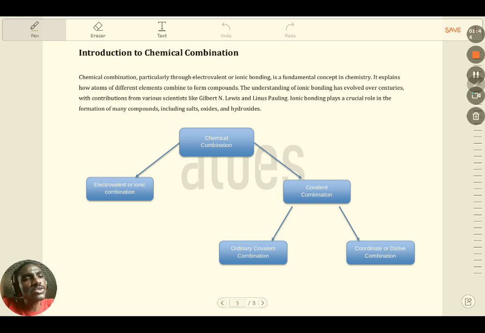So under chemical combination, first of all, in this part, we'll be looking at electrovalent or ionic combination. Under chemical combination, we have electrovalent or ionic, and we have covalent, and under covalent, we have ordinary covalent and coordinate or dative covalent bond. So let's head right into electrovalent or ionic combinations.